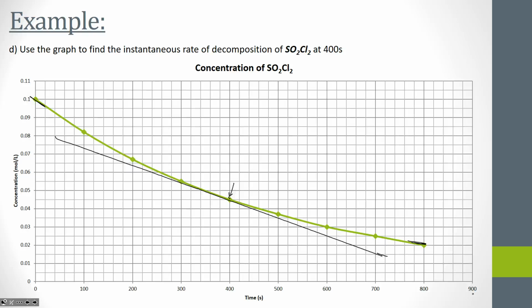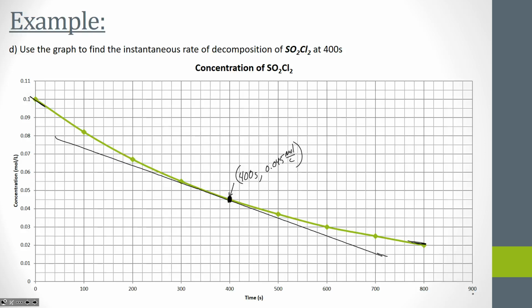Now, once you've drawn your tangent line, we're going to try to find the slope of it. So we have to find the rise and the run. In order to do that, we need 2 points. I'm going to use this point because we know that point is on the line for sure, and we actually know those values directly from our data table. If I look at the 400 time mark on our data table, your x value is 400 seconds, and your y value is 0.045 moles per liter.